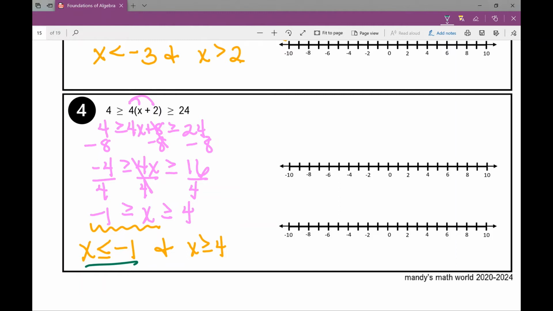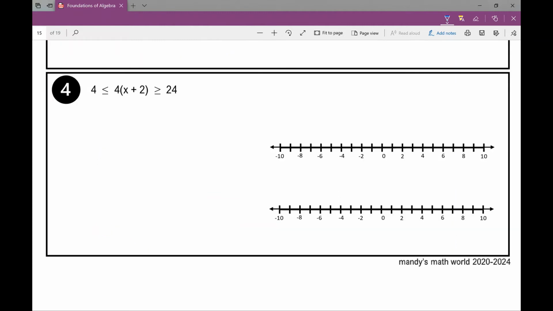That won't work. We're on number 4, and this is just another type of problem that you'll see. So again, we're trying to solve for x. The first thing I need to do is get rid of the parentheses. I'm going to do that by distributing this 4 into each term on the inside of the parentheses, and I'm going to get 4x plus 8. And then I'm going to rewrite everything else that's in this compound inequality.